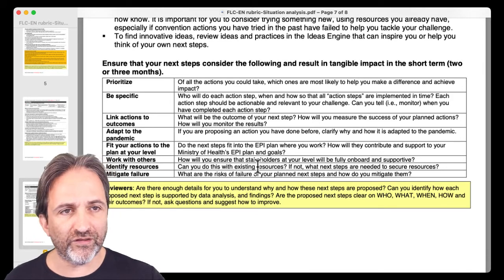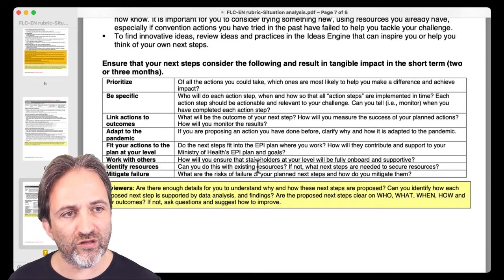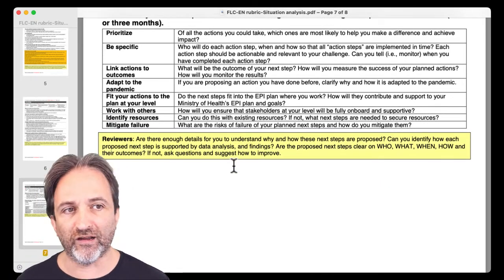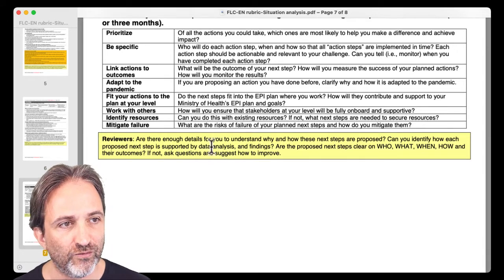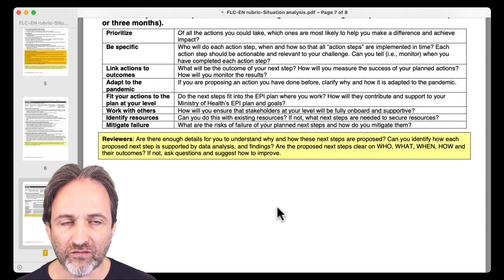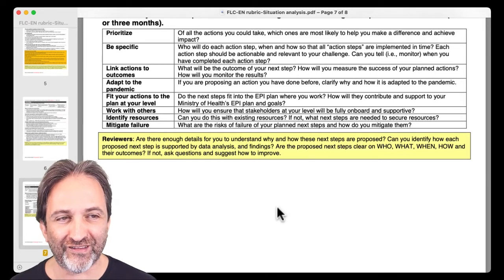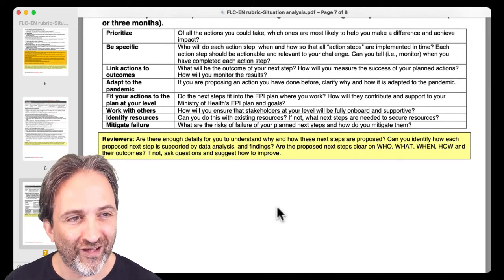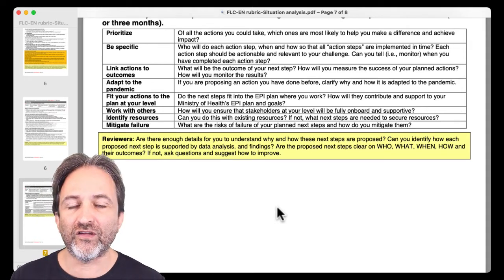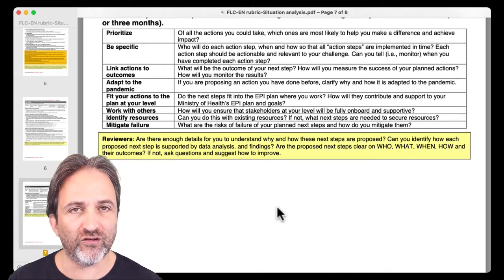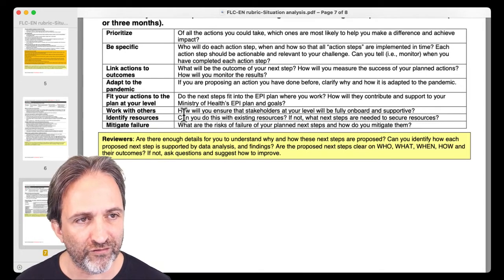You're not pulling this out of a hat, but you're looking at what are we already doing and how can we build in the next steps into the things we're already doing rather than creating completely new, separate things to do. Now, working with others is likely to be critical to your next steps. You're probably not going to be able to do all the next steps yourself. So the question is, in your next steps, what are you doing to ensure that stakeholders at your level are going to be on board and supportive?